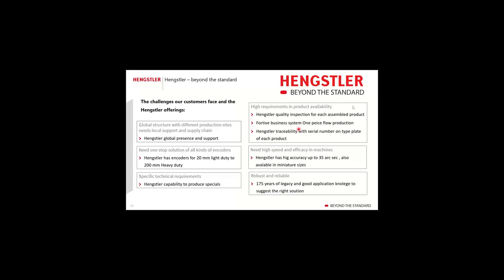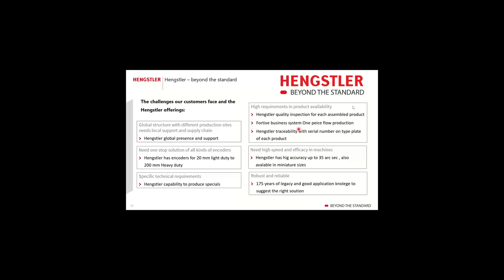Hengstler has the highest accuracy available right now in standard production, 35 arc second, in our encoders. At the same time, it can give you real-time speed through interfaces like EtherCAT encoders, which give you real-time data. This is really important for customers who are looking for high speed and efficiency.